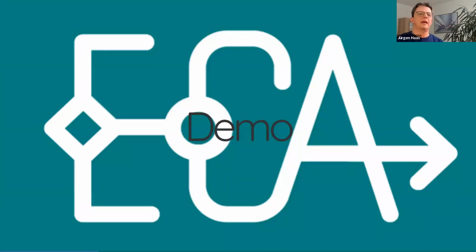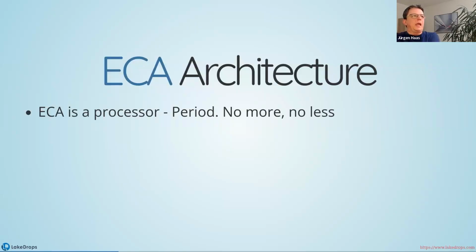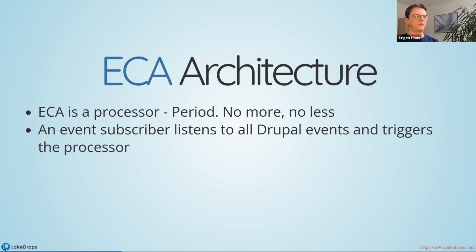Let's go back to the slides because I want to give you some architectural background, which should probably help us to further discuss details and questions that are certainly coming up in your mind. So ECA is just a processor, period. It's a backend system. Everything you saw in the UI is not ECA, that is a separate module. We care about that as well, but it's important to understand that those are two different things.